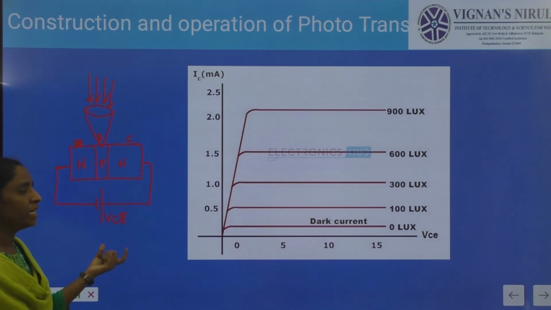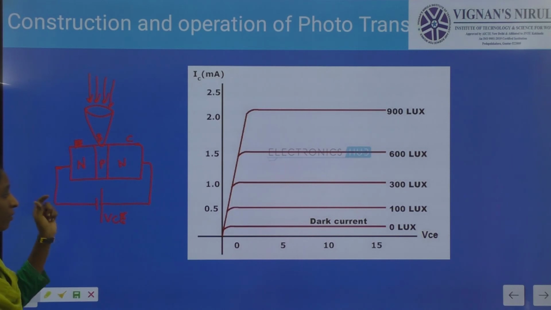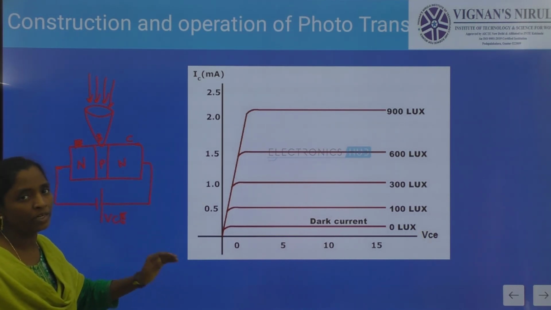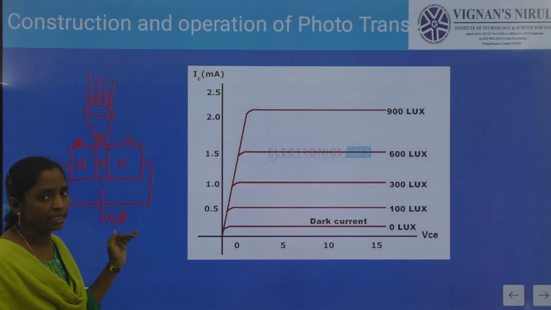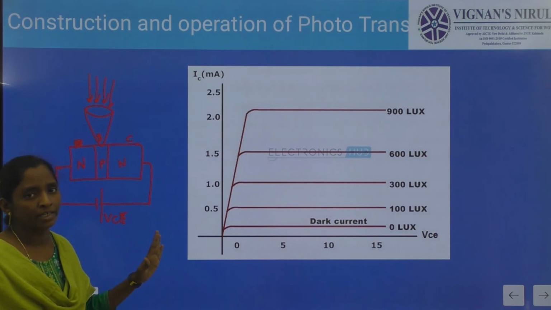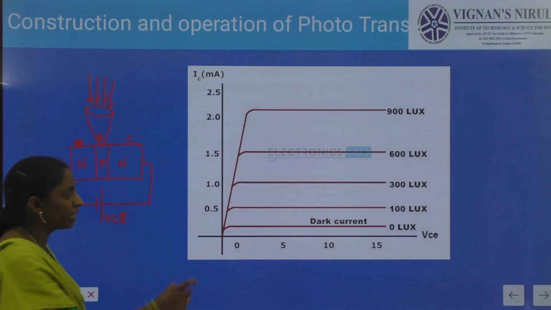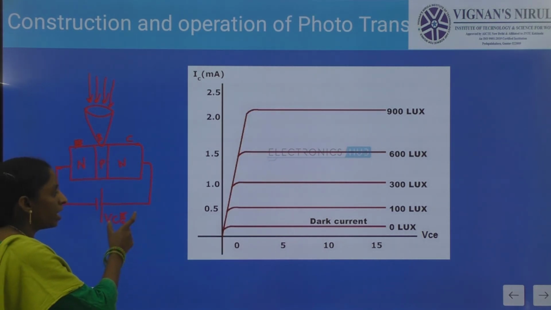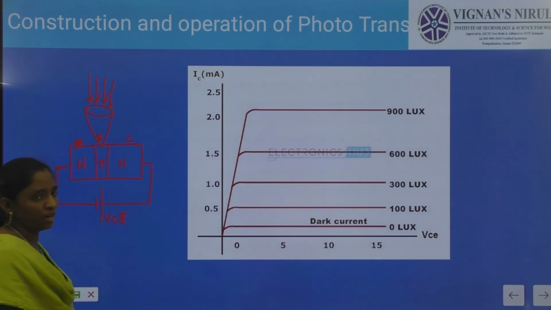So the phototransistor is a combination of photodiode and transistor amplifier. The transistor amplifier increases the current, so it gives output in milliamps. The output of the photodiode is in microamps, but the output of the phototransistor is in milliamps. So it increases the strength of the signal current level. Okay? So this is the VI characteristics of the phototransistor. If you increase the intensity of light, the current will increase. Before applying light to the transistor, there is a current flow. That current flow is known as the dark current.